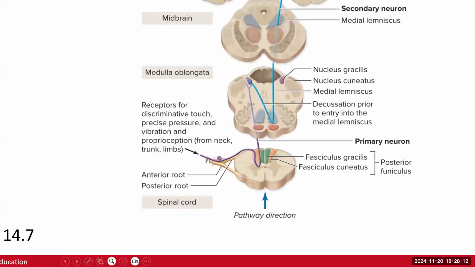All right, here's the primary neuron coming in. It enters into the spinal cord. Depending on what area of your body it came from will determine whether it's going to ascend through the fasciculus gracilis or the fasciculus cuneatus. But it's going to travel all the way up into the medulla oblongata, and it's going to synapse onto the secondary neuron. So that synapse is going to be found in either the nucleus gracilis or the nucleus cuneatus.